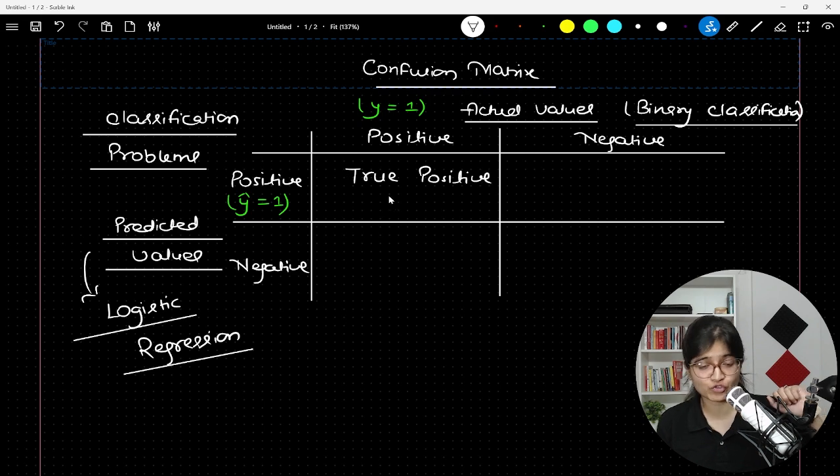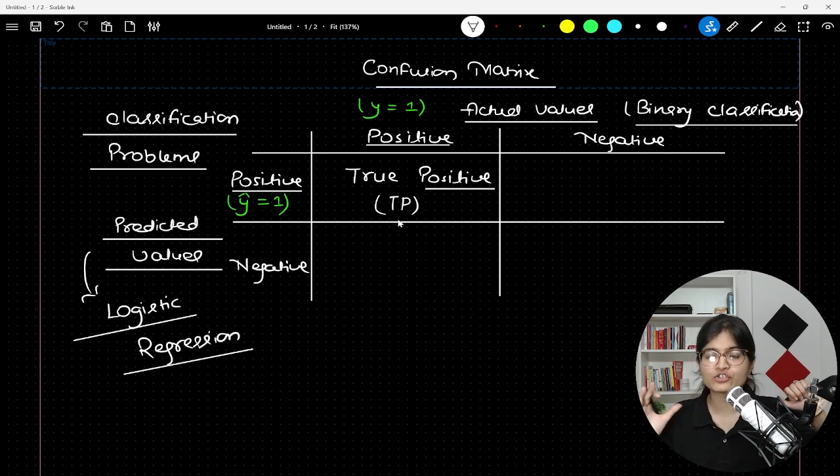Now, how have I written this true positive? Because my prediction is positive, that's why it is positive. And it is true because my actual data is also positive. In short form, you will observe in many of the standard websites and books, you will see it as TP. Full form is true positive. Let's move to the next block.